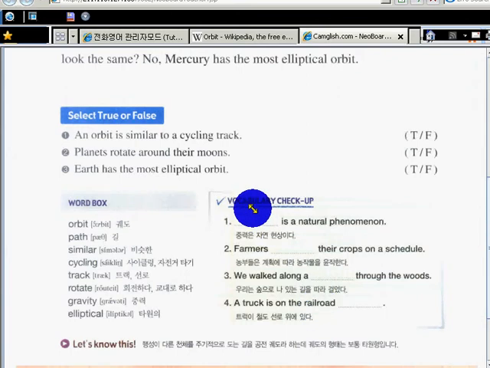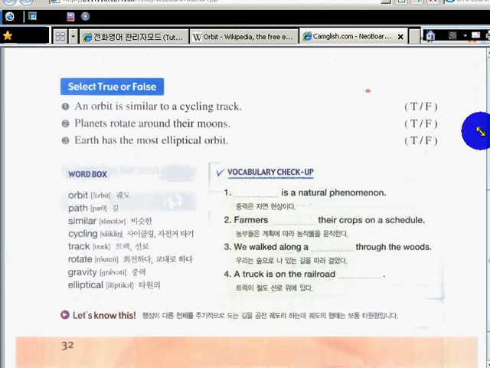Number 2. Planets rotate around their moons. Is it true or false? Alright, it's F. False. The moons rotate around the planets and the planets rotate around the sun. Number 3. Earth has the most elliptical orbit. Is it true or false? Okay, it's F. False. It is Mercury which has the most elliptical orbit.